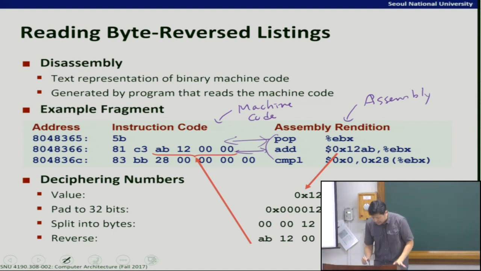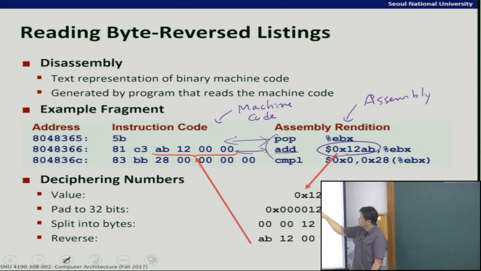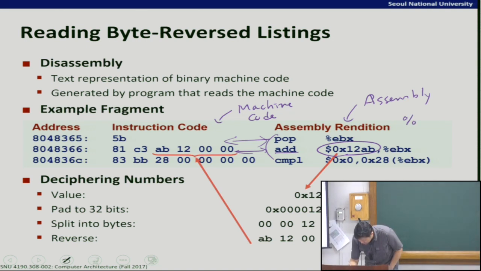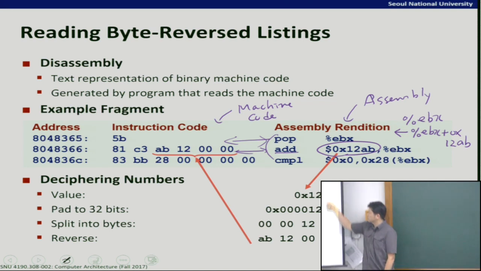But in this case, what you want to see is how to represent this number. For your information, this add instruction reads a register value, adds this constant to it, and then stores the result back to the register. In other words, this one computes, EBX is one of the registers in Intel architecture. Let's say this register value is updated with the original value of EBX plus this constant, which is 0x12AB. This is what this instruction is.